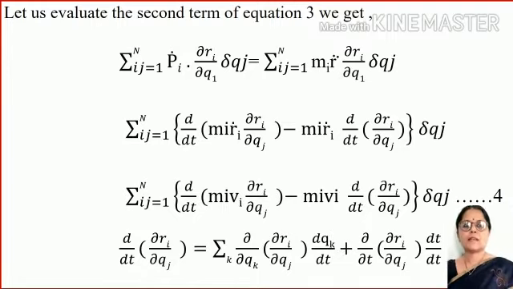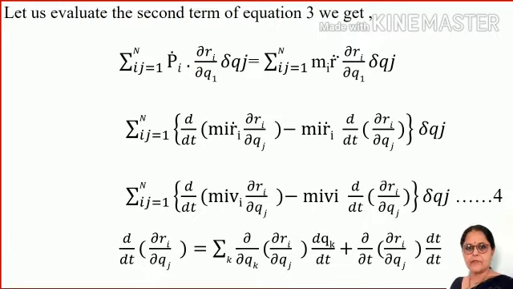Here we can take the term by using the UV rule. d/dt of (dri/dqj) is equal to summation over k of d/dqk (dri/dqj) into dqk/dt, plus d/dt of (dri/dqj) into dt/dt.